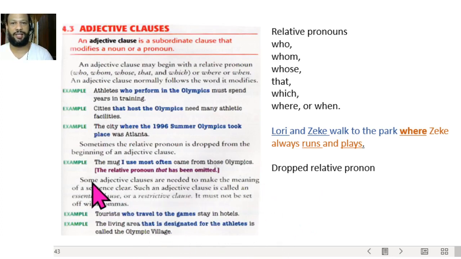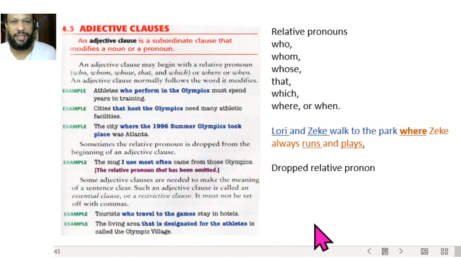In the book, it says that some adjective clauses are needed to make the meaning of a sentence clear. You see, and they provide some examples. Tourists who travel to the games stay in hotels. The living area that is designated for the athletes is called the Olympic Village.